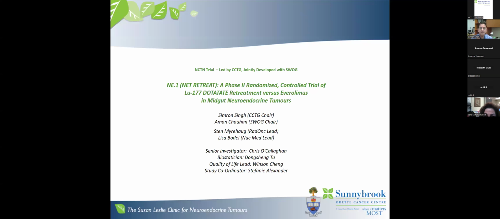Through the CCTG, we are leading, through the NCTN, the National Cancer Trials Network in the United States, a retreatment trial called NET RETREAT, which looks at lutetium dotatate versus everolimus in midgut neuroendocrine tumors. This is really exciting. This is the first time that the CCTG has led an NCI trial in any GI cancer at all. So this is a very high priority trial for CCTG, and we're very lucky to be able to lead this out of Canada and have the Sunnybrook leadership that we do.